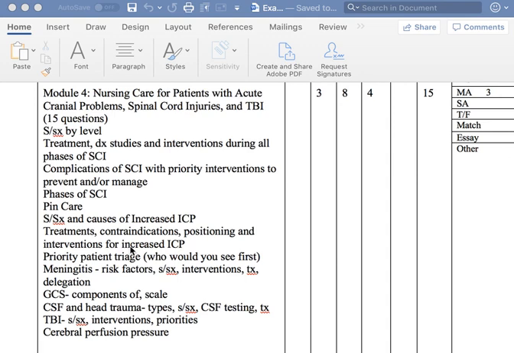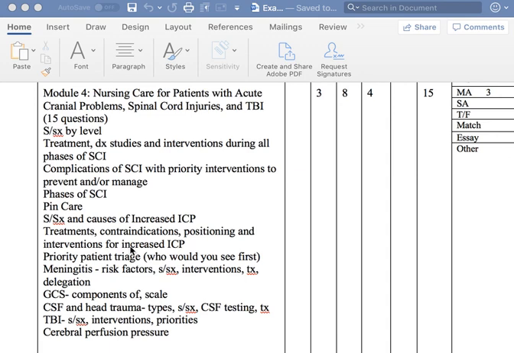The doctor is going to ask you, okay, what do you think the cause is? Did you check the bladder? Are they impacted? Have they had a bowel movement? When was the last time they urinated? Is their clothing too tight? It could be underwear, it could be pants, it could be socks. It could be anything that's causing it.